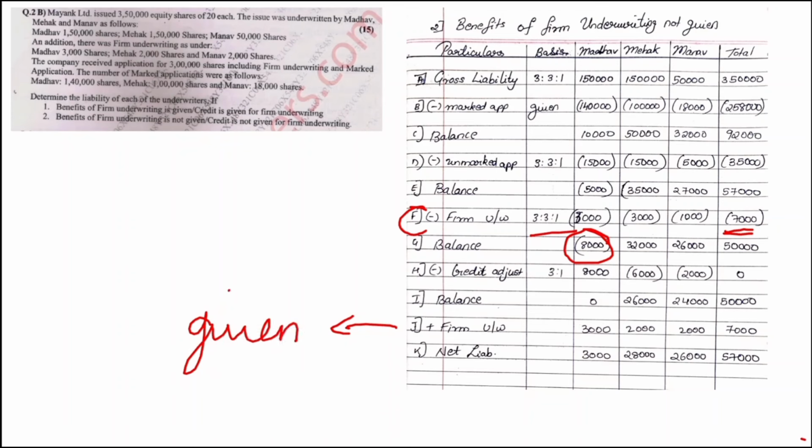Only it's on step number F. When benefit is given, we take actual, and when benefit is not given, we divide as per GL ratio. So we add firm underwriting as per the given ratio. That is 3,000, 2,000 and 2,000. Total is 7,000. Then we add up, we get the total value as 3,000, 28,000, 26. Total comes to 57,000. So this is how you have to solve the sum when benefit of firm underwriting was not given. You can go through it once.